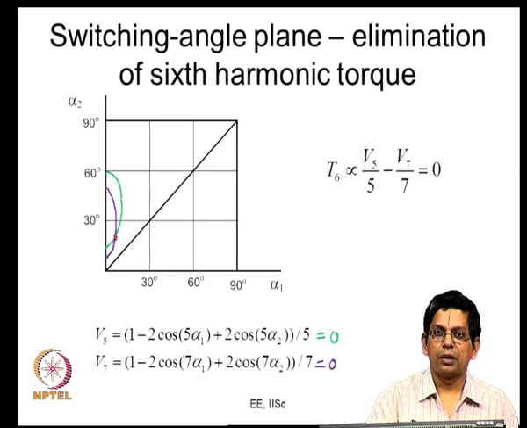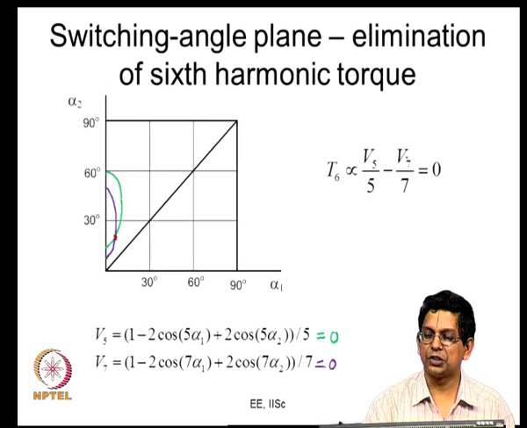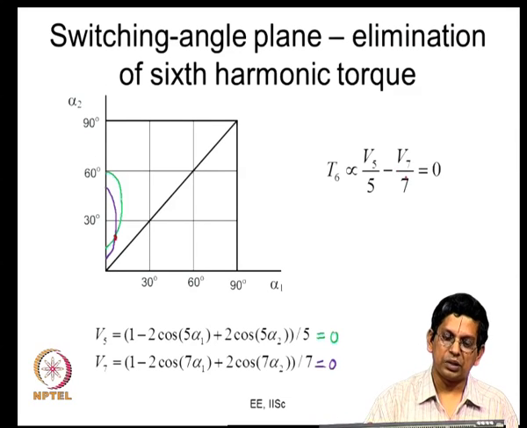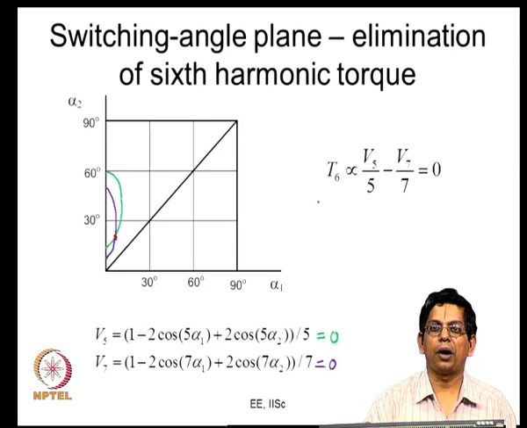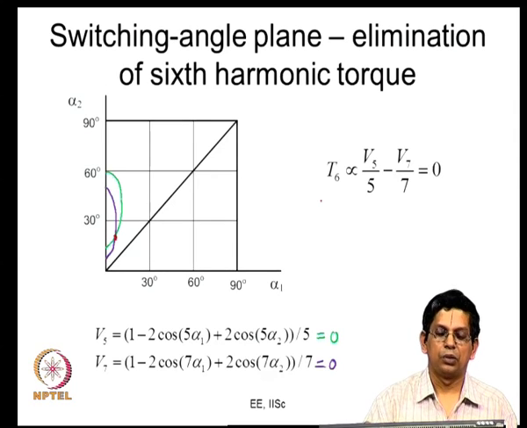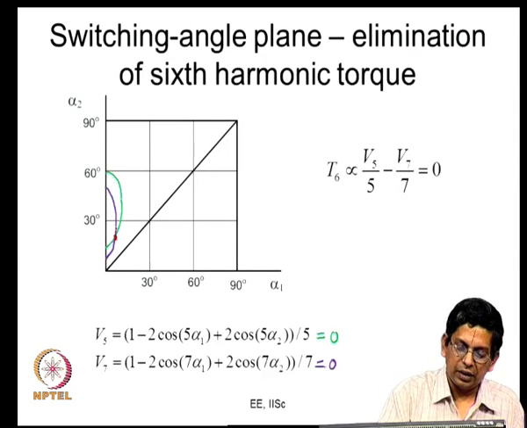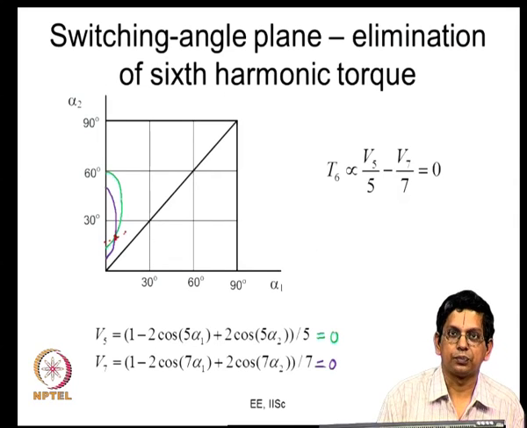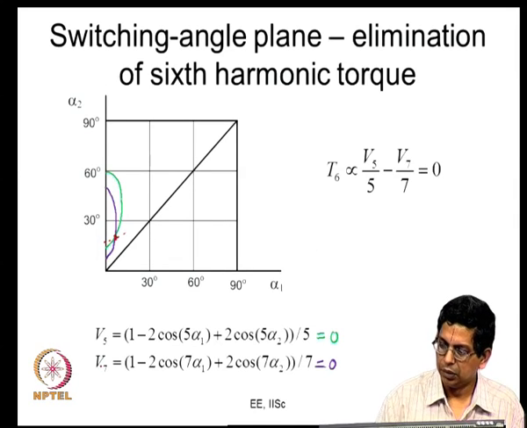But at that point your sixth harmonic is 0, which is a particular case of V5 by 5 minus V7 by 7, where V5 is 0 and V7 is also 0. So, you have this point. Now, what you can do is there you can actually look at the set of all points where that is 0. So, you would actually find that maybe there are a few points like this, there are a few points like this. You solve for this equation.